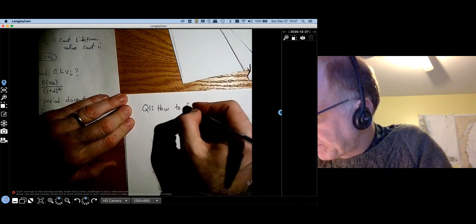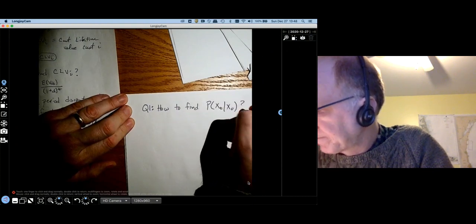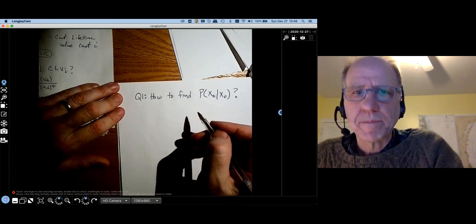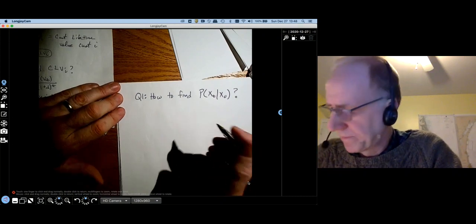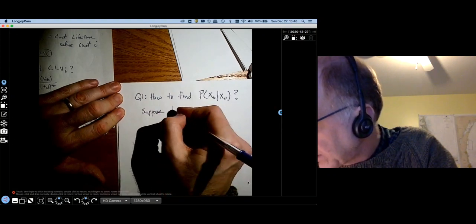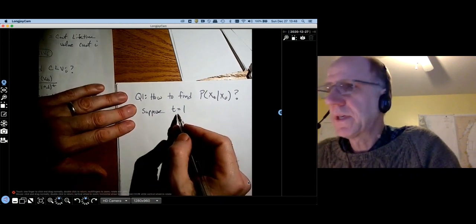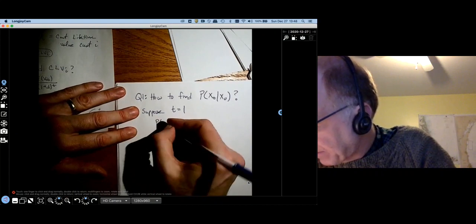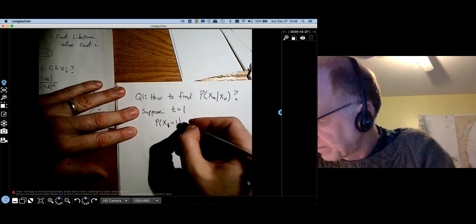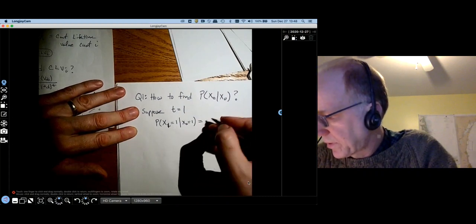How to find the probability of xt given x naught. Now, as I say, this one's a little bit more involved. Let's start out really simple and suppose t is equal to 1. Now, I claim this is completely trivial. If t is equal to 1, we can think of the probability that x sub 1 is equal to 1 given x naught equal to 1. That's just p1.